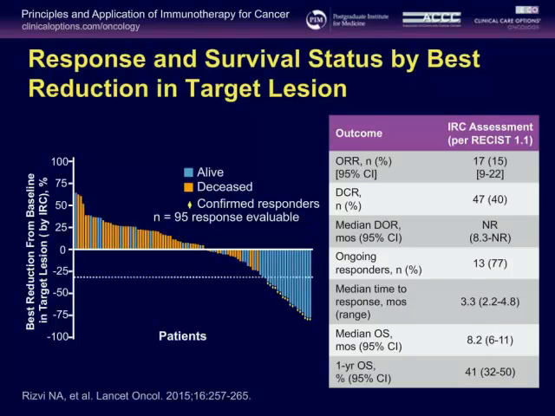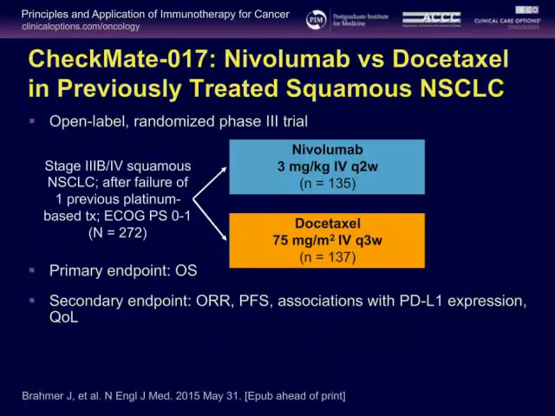1 year overall survival of 41%. But again, this is still some of the early data, because we've actually had now some randomized phase 3 trials. This is the Checkmate 017, which was nivolumab versus docetaxel in previously treated squamous cell non-small cell lung cancer. So this is an open-label randomized phase 3 trial looking at patients with metastatic squamous cell cancer who had previously had a platinum-based chemotherapy regimen.